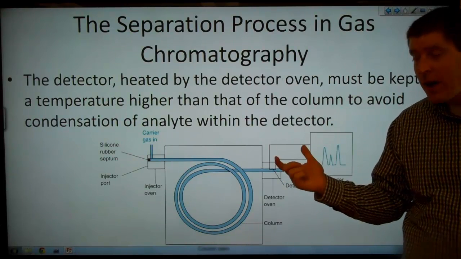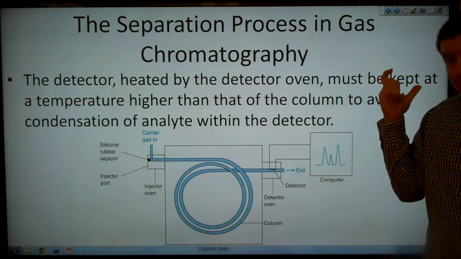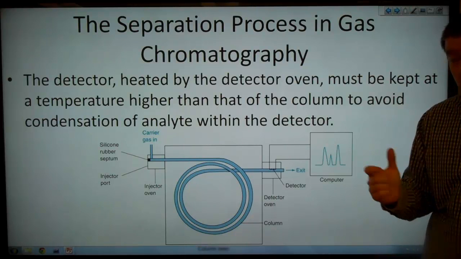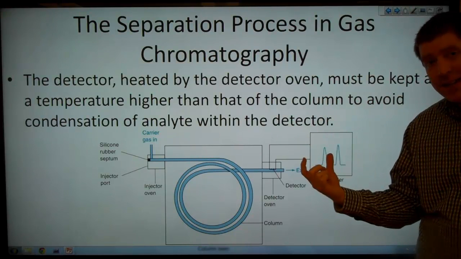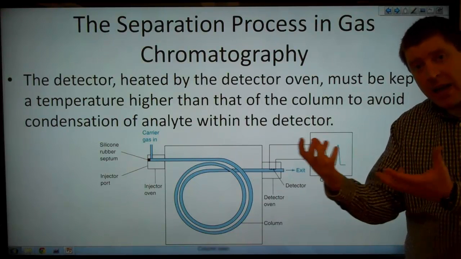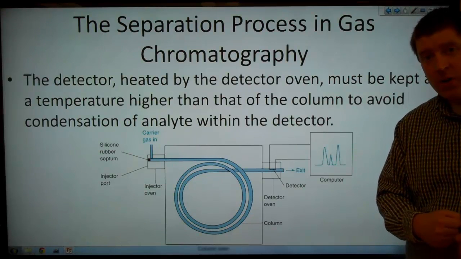The detector also has to be heated, so it's heated by our detector oven over here, because that detector has to be at a temperature higher than that of the column in order to prevent condensation of our analyte within the detector. If our detector temperature is lower than the column temperature, then some of the analytes that come out of the column may condense inside our detector.